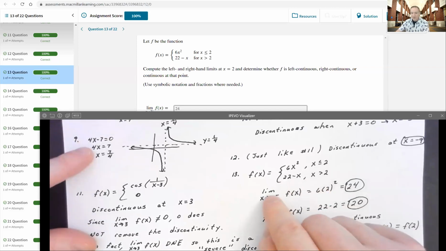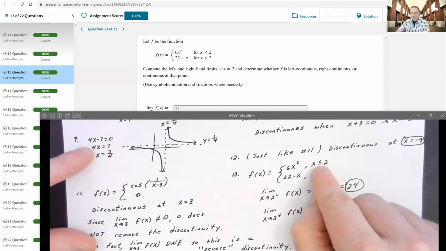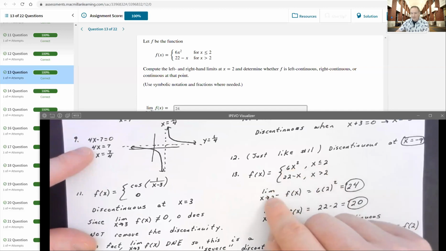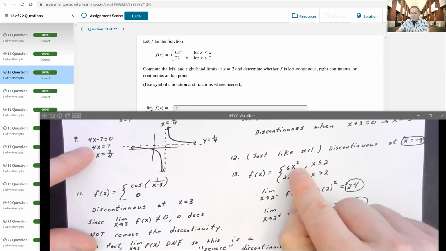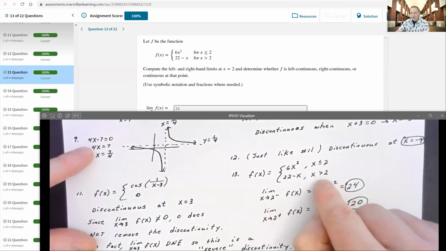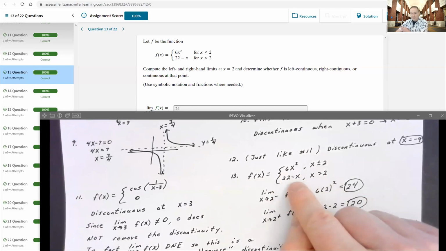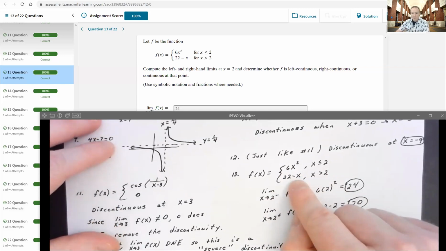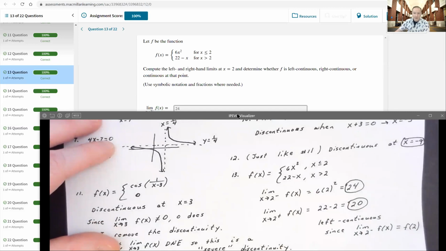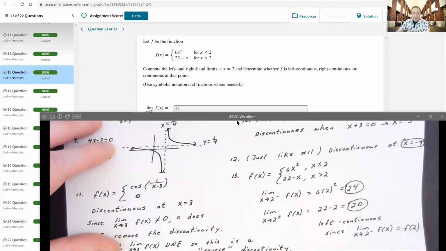All right, well, the left-hand limit. For any value of x less than 2, I know that this equation is valid. So for the left-hand limit as x approaches 2, you just plug a 2 into this function. You get 6 times 2 squared, that's 6 times 4 is 24. Now, the right-hand limit, for any value of x greater than 2, we can plug it in this function, and when we do, we'll get 22 minus 2 is 20. Let me make sure I drag this down to see if I'm answering the question. Yes, the left-hand limit is 24, the right-hand limit is 20.